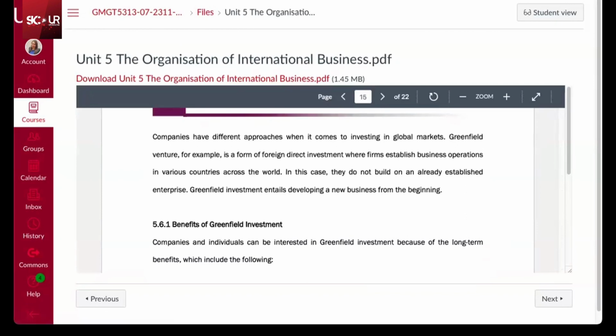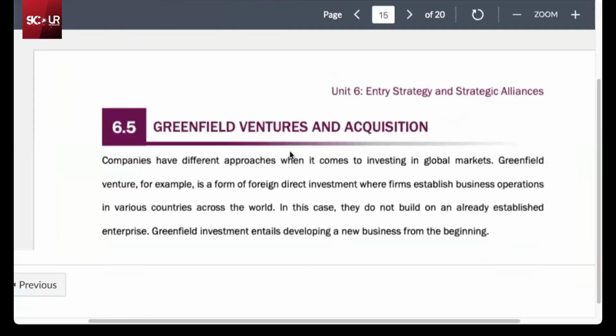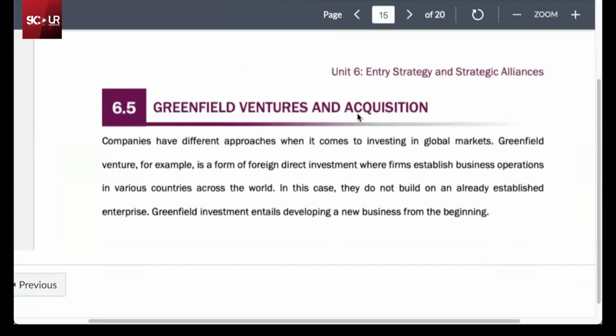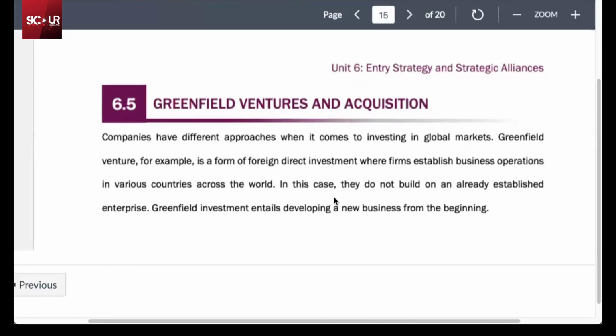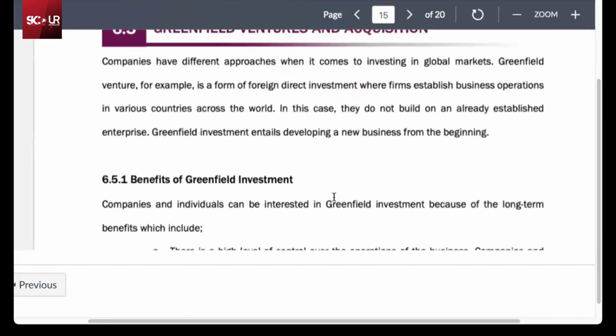Companies have different approaches when it comes to investing in the global market. Greenfield Ventures, for example, is a form of FDI where firms establish business operations in various countries across the world. They do not build on an already established enterprise. So this one is developing a new business from the beginning, which means that you have a business but in a foreign country.